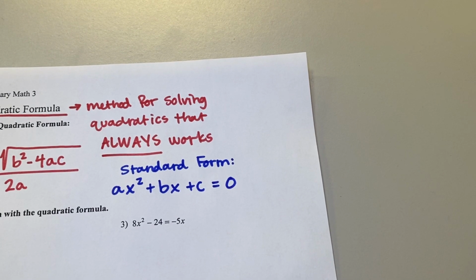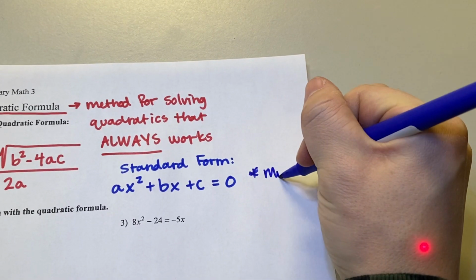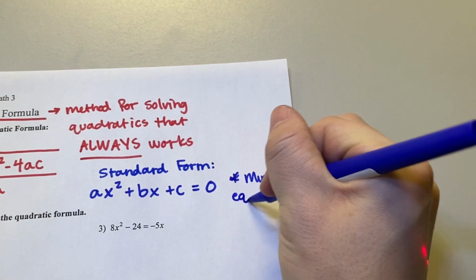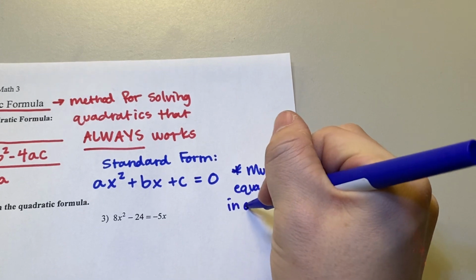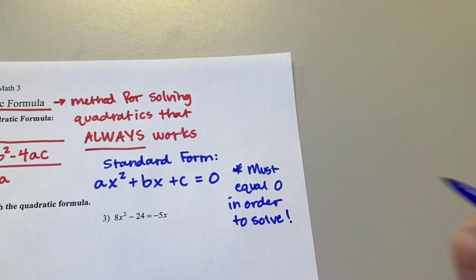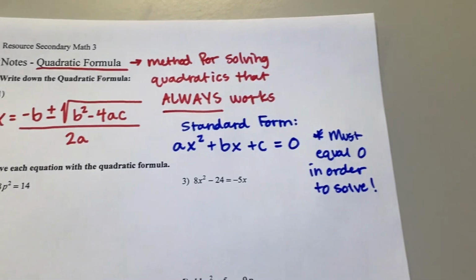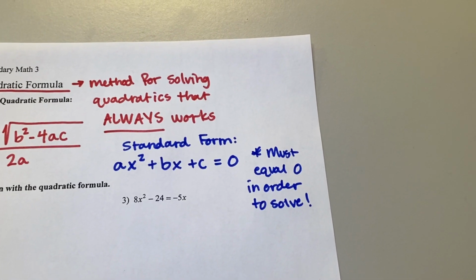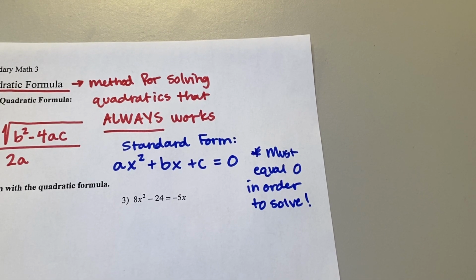Now here's a note I want you to write on your paper because we're going to run into this snag in a second. It must equal 0 in order to solve. It must equal 0 in order to solve. So that equals 0 part is really important. Okay, everybody have that down?